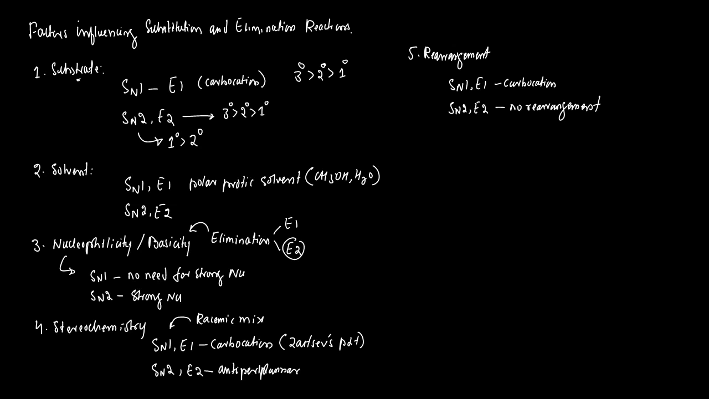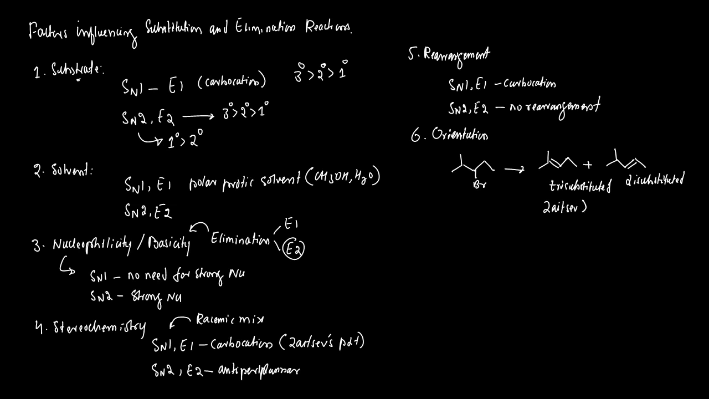The sixth factor is orientation. Usually we talk about the position of a double bond. For example, if we have an alkyl halide in this conformation, we get two products. One is tri-substituted and another is di-substituted. This is the Zaitsev product and this is Hofmann.